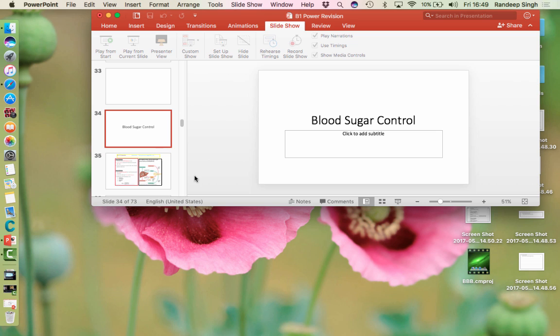Let's go back to blood sugar control. What is blood sugar control? Why would you ever want to control your blood sugar levels? Well, one reason is because you don't want to get diabetes. So how does your body control your blood sugar levels? First things first, let's start off with what normal blood sugar is. That's normal levels. That's what we want to stay at.